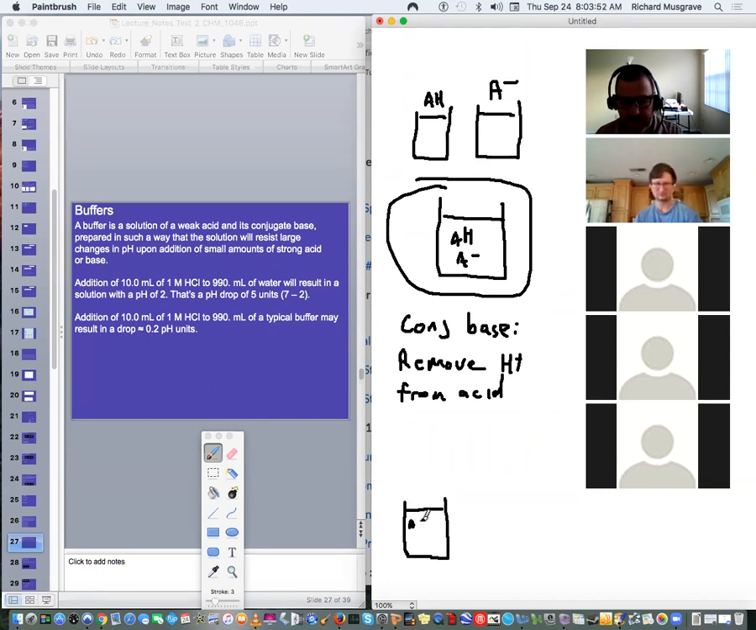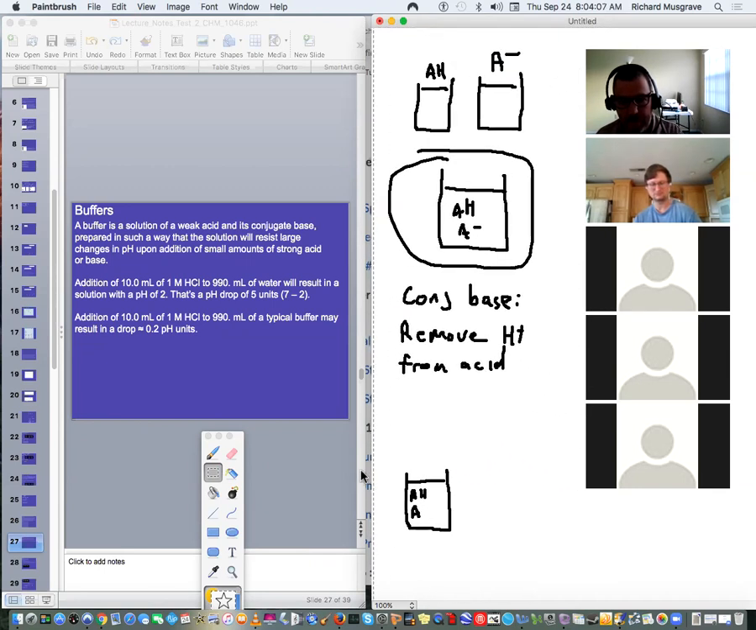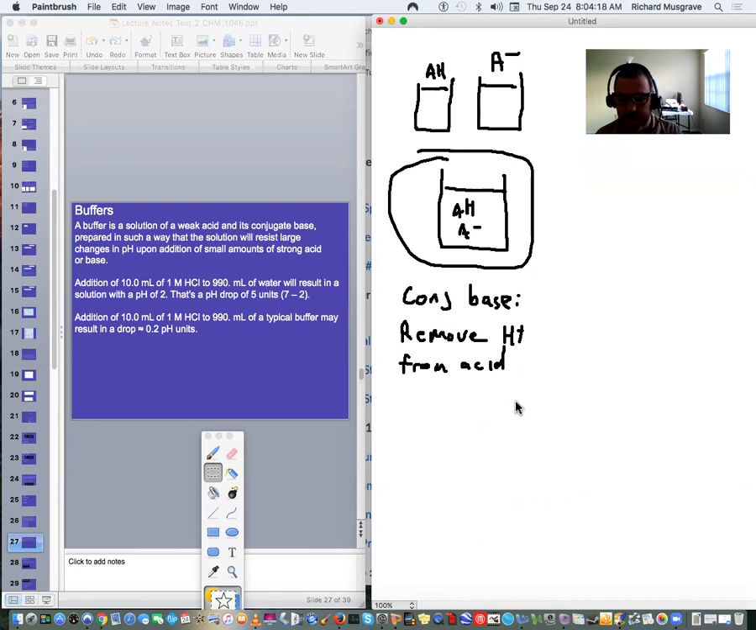So if you've got a buffer, and let's say it contains, actually, let me do something a little bit bigger here. And I'm going to shrink this as well. There we go. A typical buffer will contain almost equal amounts of the AH and A minus, but it doesn't have to be exactly equal, but I'm making it equal here.